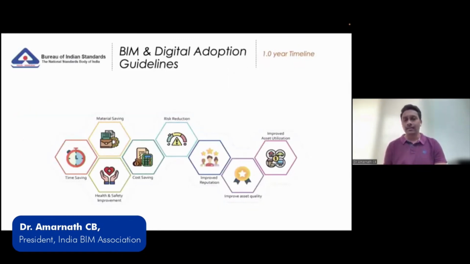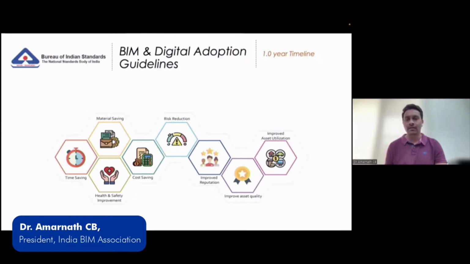Other than this, we have seen that there are no national guidelines in the country, so an initiative has been taken up at the Bureau of Indian Standards, wherein I co-chair the panel under CED 29 P3 for developing BIM and digitalization guidelines. We have kept a timeline of 1 year tenure to develop these guidelines.